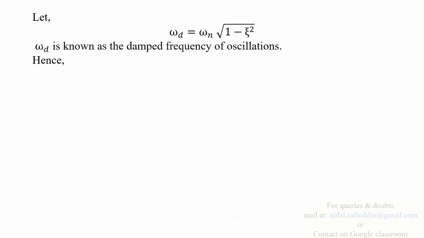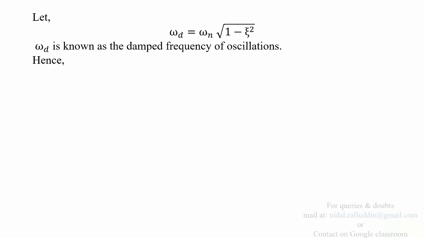So omega d is a new term introduced which is called the damped frequency of oscillation, and this exists because of zeta. I told you if you introduce some sort of damping elements within the system like a dashpot or resistor, then you're trying to damp out the energy that the system will at some point have.